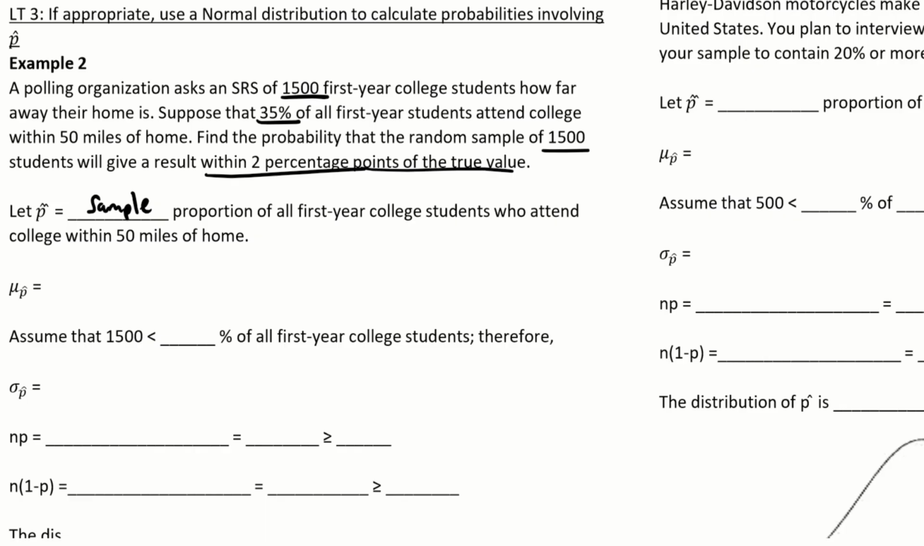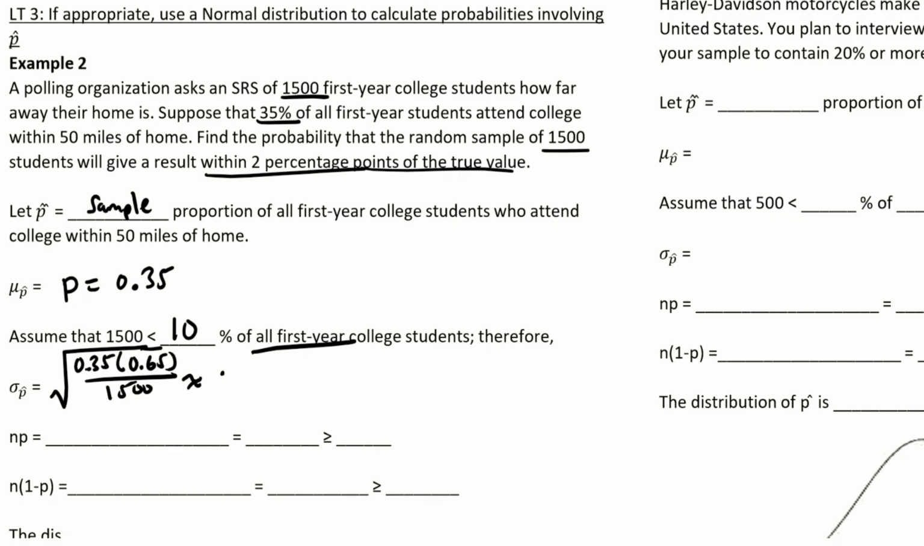And so we're going to calculate the mu p-hat, which is p, which is 35%, 0.35, because that was given there. Now we're going to do the 10% condition. We're going to assume that the 1,500 from our sample is less than 10% of all first-year college students. Therefore, we can use the standard deviation formula, the one that we discussed. So it's the square root of p times 1 minus p divided by n. All right, so in this case, p is 0.35, so 0.35 times 1 minus 0.35 is 0.65, over n, which is just 1,500.